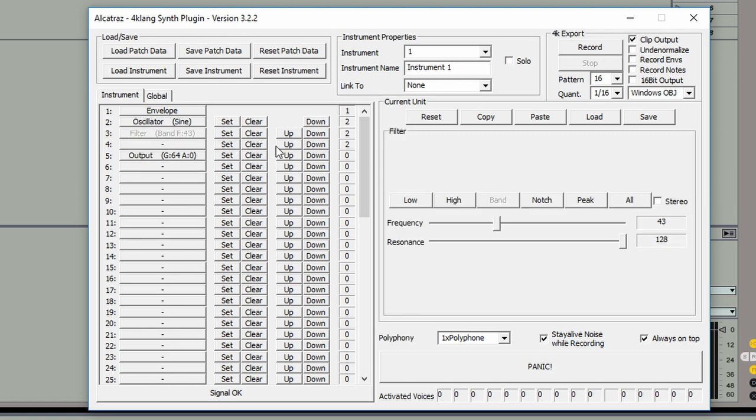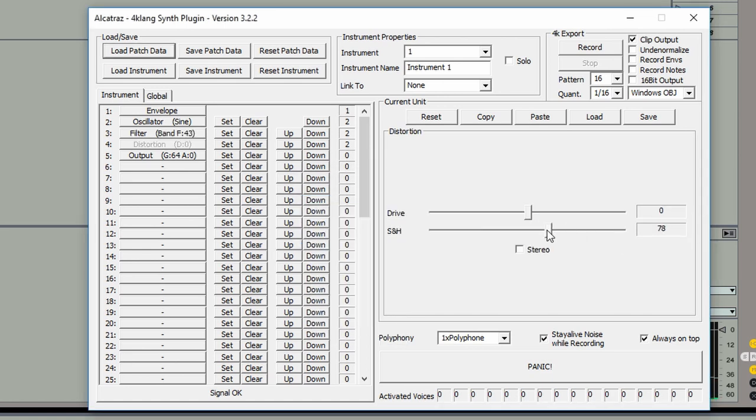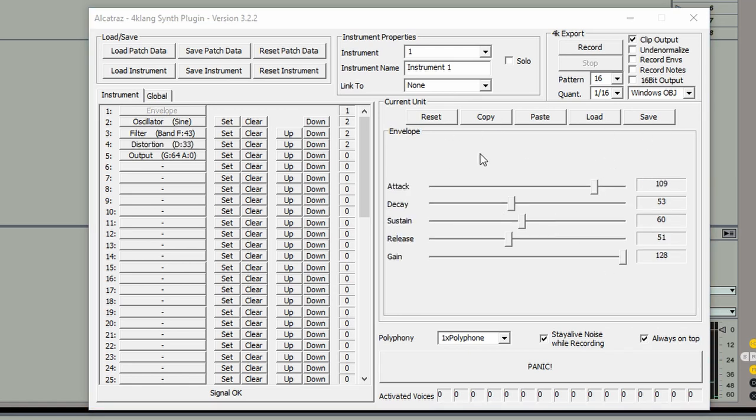So we're going to put the filter here. And then let's say we would add some distortion. Let's see. So this is a sample and hold, which is basically a bit crusher from what I gathered. Okay. I'm really just stunned at why this attack doesn't do anything. But we're just going to leave it for now.